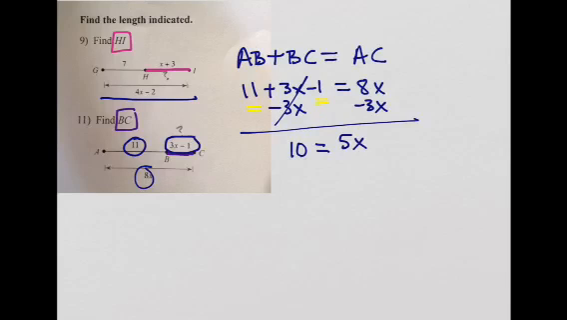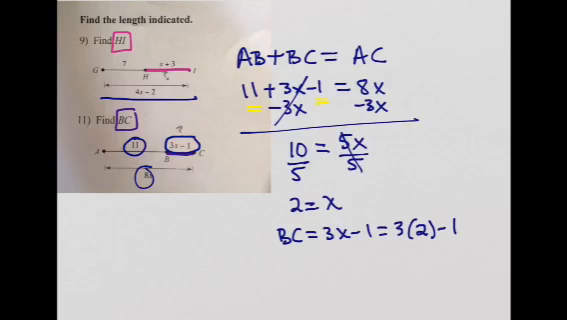So I need x by itself, so I'm going to divide by 5. And I get 10 divided by 5 is 2. 2 equals x. But that's not what they're asking for. They're asking for BC. And so go back here. BC is 3x minus 1. So that means 3 times 2 minus 1. So that's 6 minus 1, 5. BC is 5 units long.